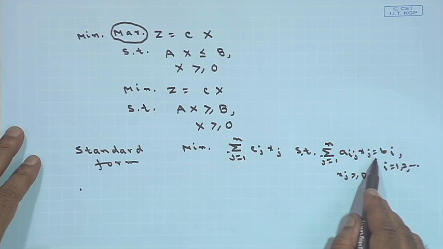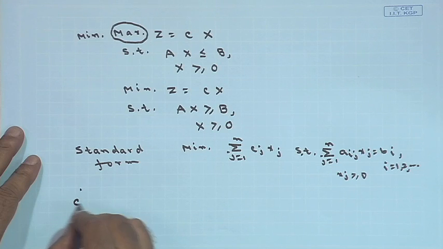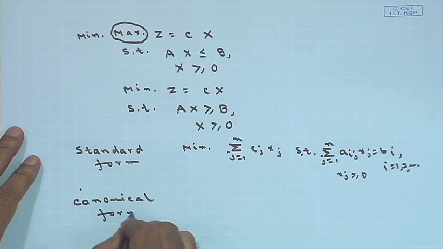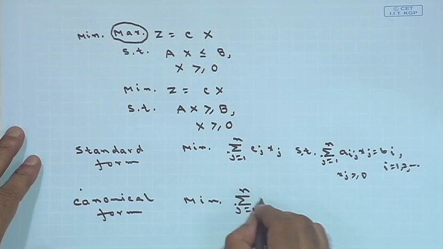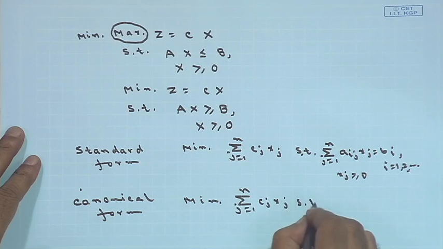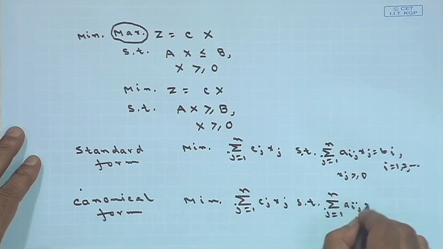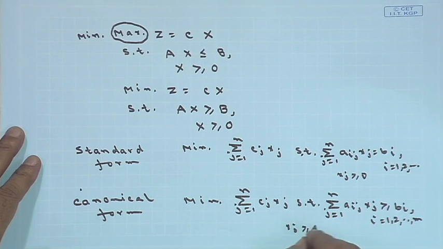In standard form, whenever I convert, I may have an inequality, but before solution I have to transform it into equality. And here I am writing the canonical form. In canonical form it is minimization I am writing, not maximization: minimize summation j equals 1 to n Cj xj subject to summation j equals 1 to n Aij xj greater than equals Bi, with i taking values 1 to m, and xj greater than equals 0.